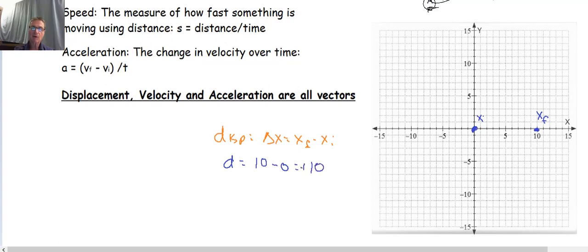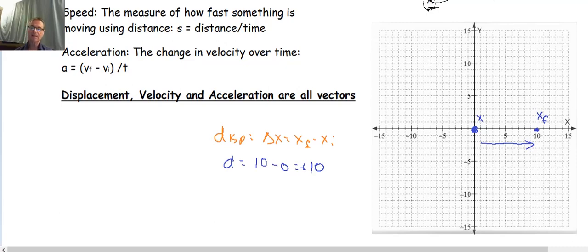Well, x final is positive 10, minus x initial, which was 0, and so my displacement is a positive 10. Now, when we have a positive, we don't generally write the positive sign down, but it's important to understand that the displacement was in the positive 10 direction. I started out at 0, and I moved in the positive x direction 10 units. We didn't say what the units were. They could be centimeters or meters or miles, it doesn't make any difference. But we moved in the positive x direction.